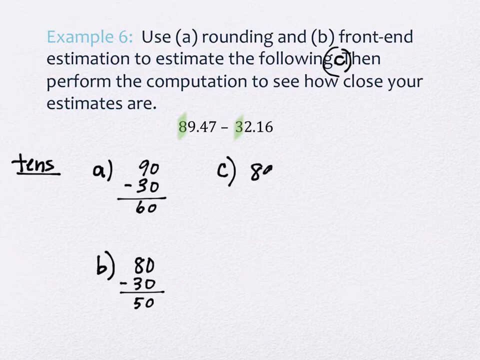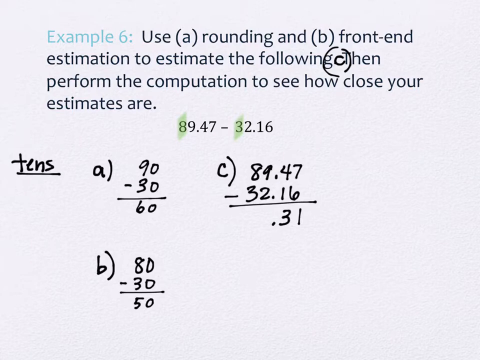So for part C, we're going to take 89 and 47 hundredths, and we're going to subtract 32 and 16 hundredths. And we'll start on the far right. 7 minus 6, 4 minus 1, and then 9 minus 2, and 8 minus 3, 57. All right, so you can see, given the ones we chose to do, by rounding to the tens place and by doing front-end estimation to the tens place, the one that's closer is the rounding option, right?